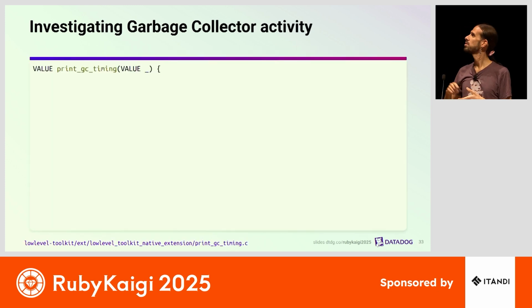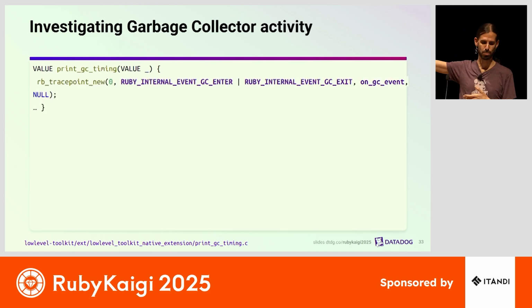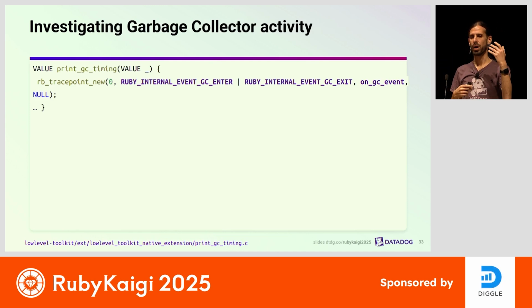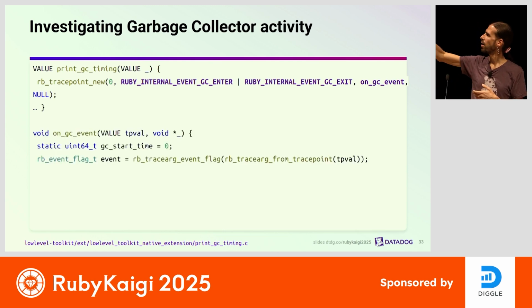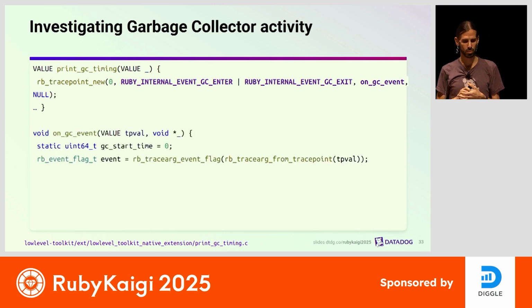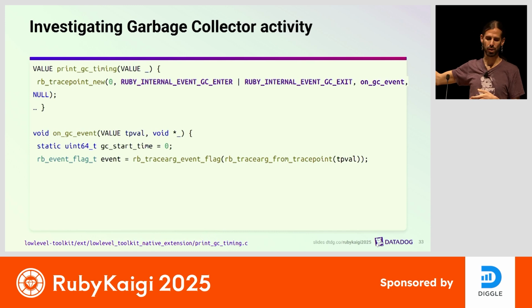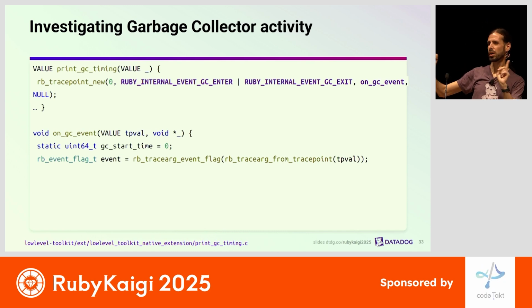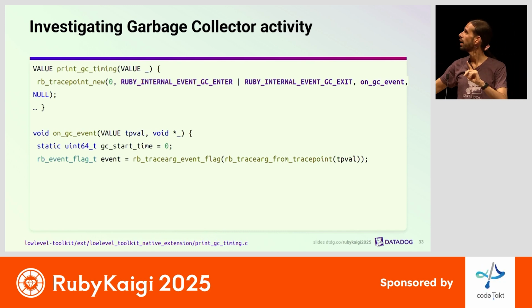Let's build this print GC timing tool. What it does is, we create a new TracePoint, and it will hook on the GC enter and GC exit events. So we're looking for when a GC starts and when a GC finishes. And then we ask Ruby to call our onGCEvent function. In that function, when we get called, we need to figure out which event we are talking about. Is it start or is it exit?